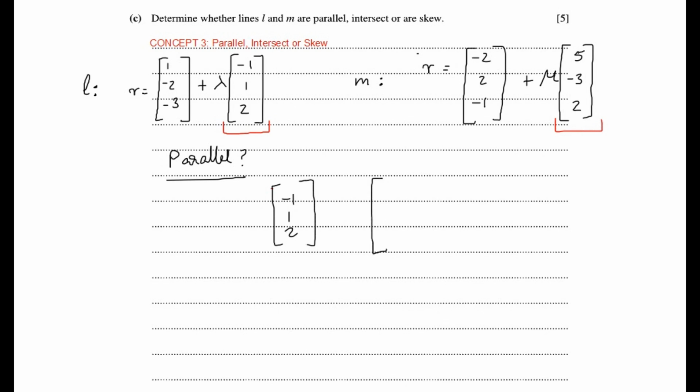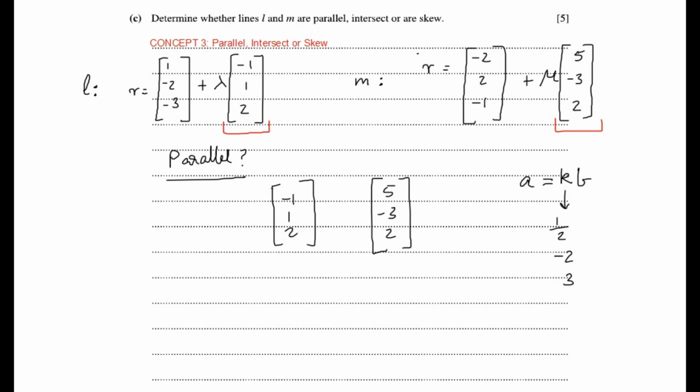and 5, -3, 2. Now, for parallel vectors, one of the vectors has to be some multiple of the other vector. So if one of the vectors is a and the other one is b, then a has to be k times b. This k could be anything. It could be a fraction. It could be a negative value. It could be positive. It can be anything, but it should apply to all three rows of the two vectors.